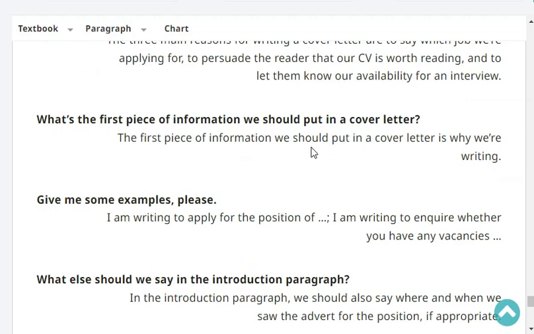Well, what's the first piece of information we should put in a cover letter? The first piece of information we should put in a cover letter is why we're writing. Very good.